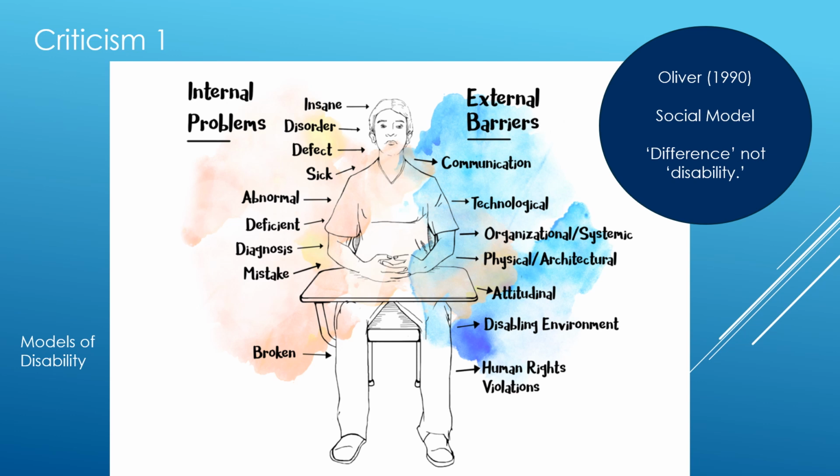This led to Oliver in 1990 proposing the social model of disability, being a difference rather than a disability. This looks at more how external barriers that are in society actually create disabilities by not including individual differences enough. So for example, there might be technological barriers that people come across, organisational barriers, attitudinal barriers towards people with learning differences, and it's actually the environment around them that is disabling them as opposed to something from within themselves.